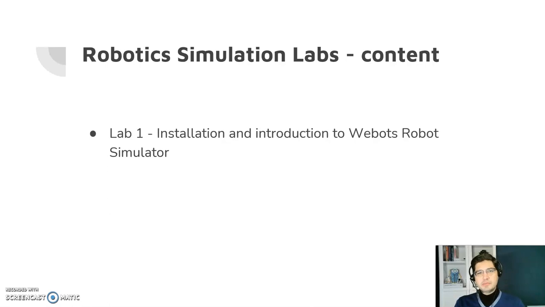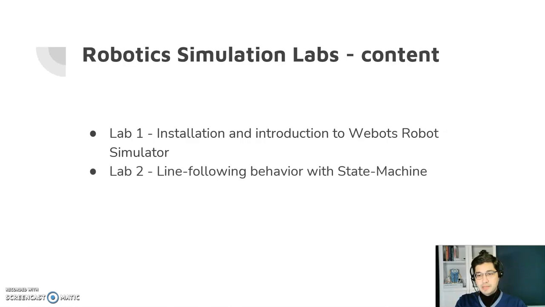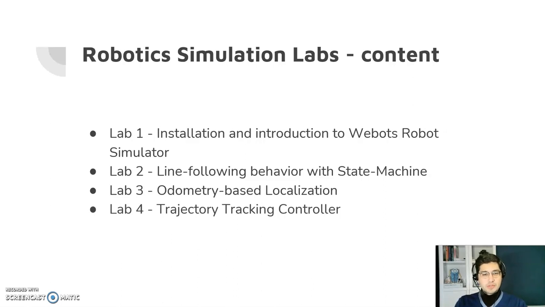So the simulation labs were created to try to replace the actual physical labs, and the structure that was created is the following. The first lab is just introduction to Webots and installation of everything, so it's mandatory to start with the whole simulation. Lab 2 is basically a simple line following behavior with a state machine. Lab 3 is odometry-based localization, so it was required for the simulator to actually have these sensors for the robot to measure its own displacement. And Lab 4 is trajectory tracking controller.